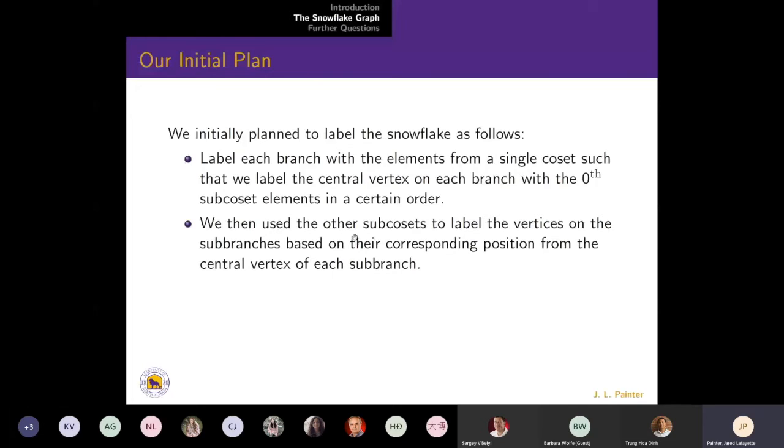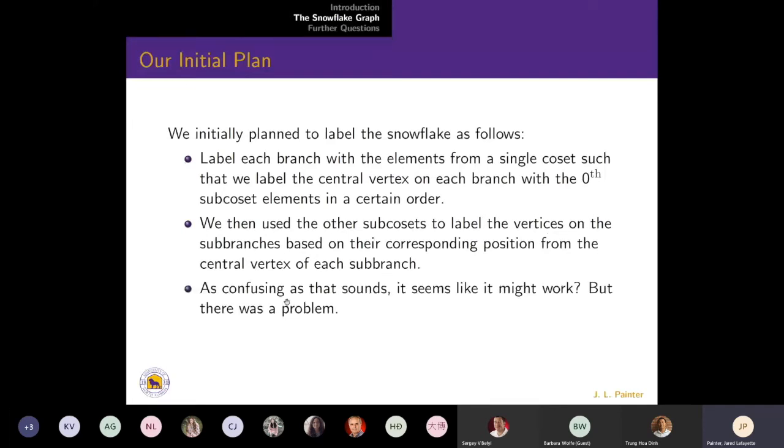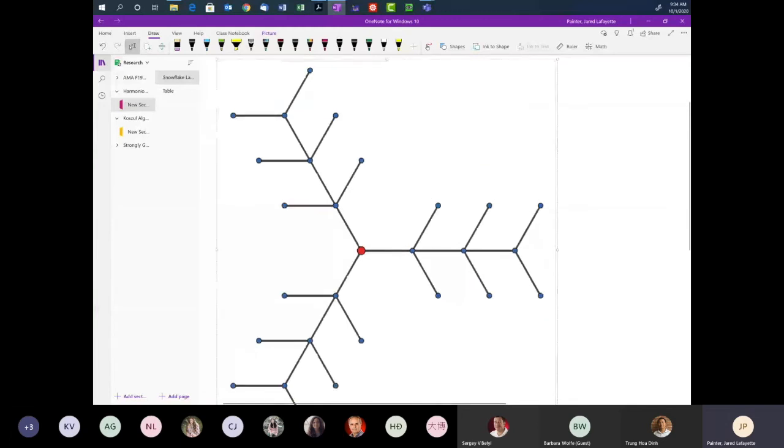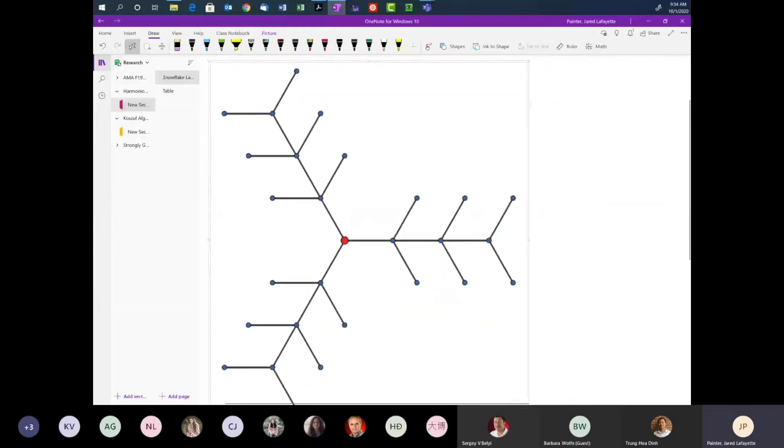And then we'd have to do some sort of clever alternating order for the remaining sub-branch vertices. So we use the other subcosets within that particular coset to label the vertices on sub-branches based on their corresponding position from the central vertex of each sub-branch. I know that sounds confusing, and it is, but it seemed like it might work, but we ran into a little bit of a problem. So I want to illustrate the problem with an example. I'm going to move out of my slideshow for just a second and pull up a smaller example.